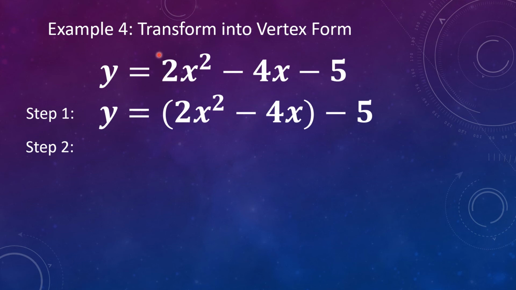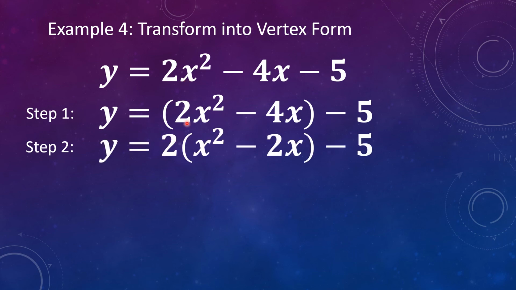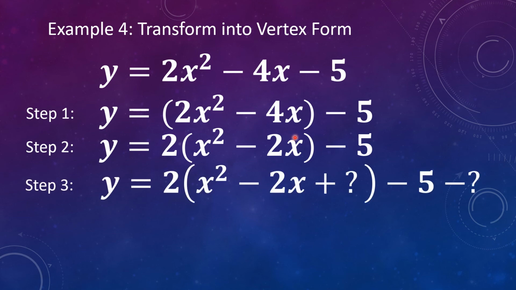Since a is not equal to 1, hindi tayo pwedeng mag-skip. Let's factor out 2. So it's gonna be like this. So I factored out 2, then 2x squared will just become x squared. Then negative 4x will become negative 2x. So dinivide lang. Okay, nag-factor out. Step number 3. Complete the expression inside the parentheses to make it a perfect square trinomial.